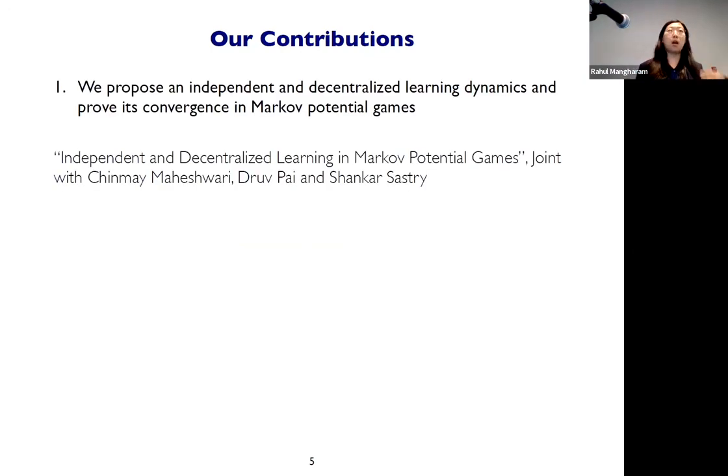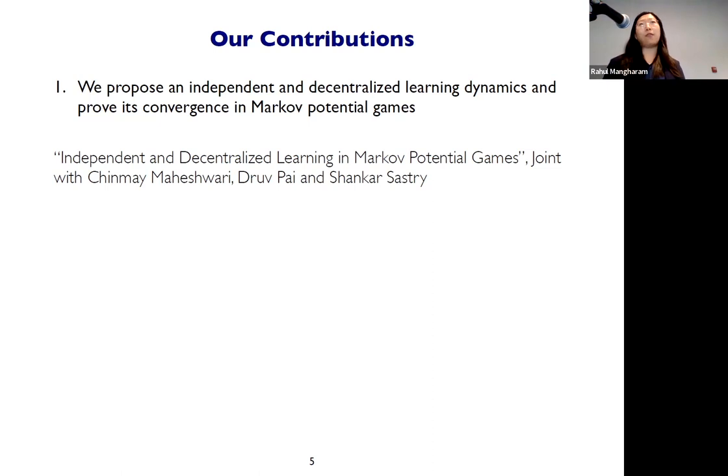The first one, which is the first part of the talk, I want to talk about a very simple idea of extending the single agent actor-critic algorithm to the multi-agent setting and show that it can provably converge in an independent and decentralized manner in Markov potential games.